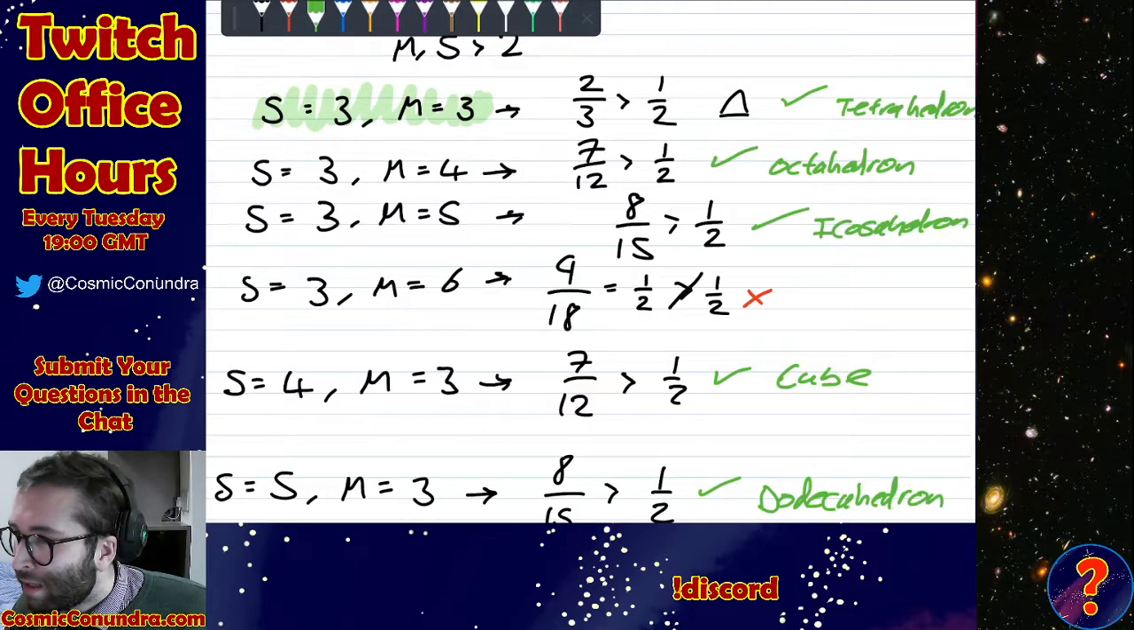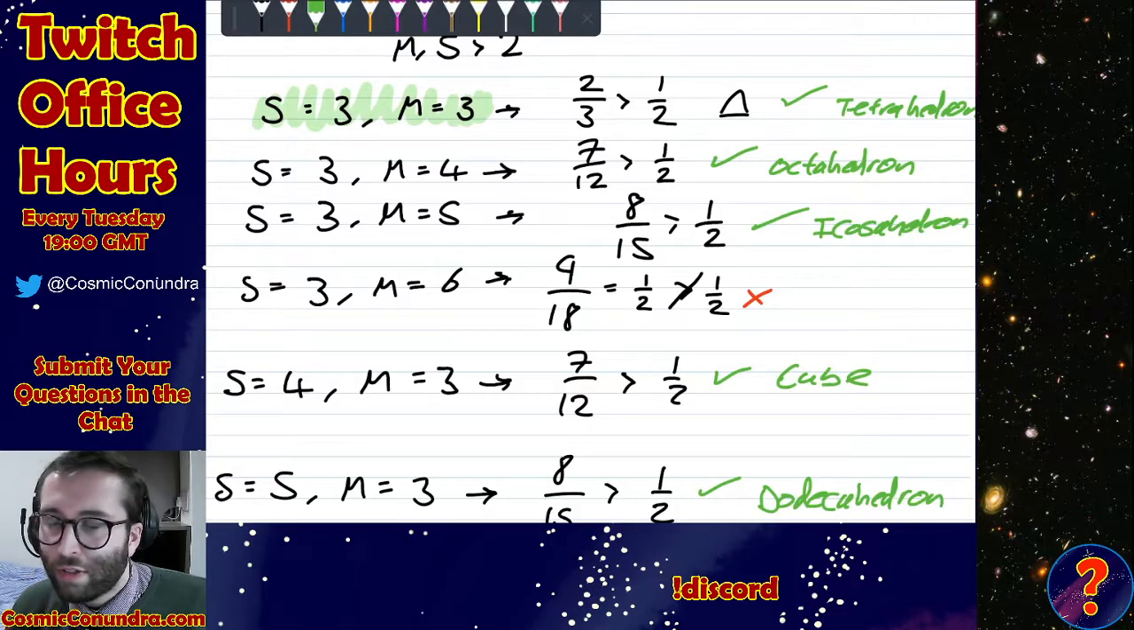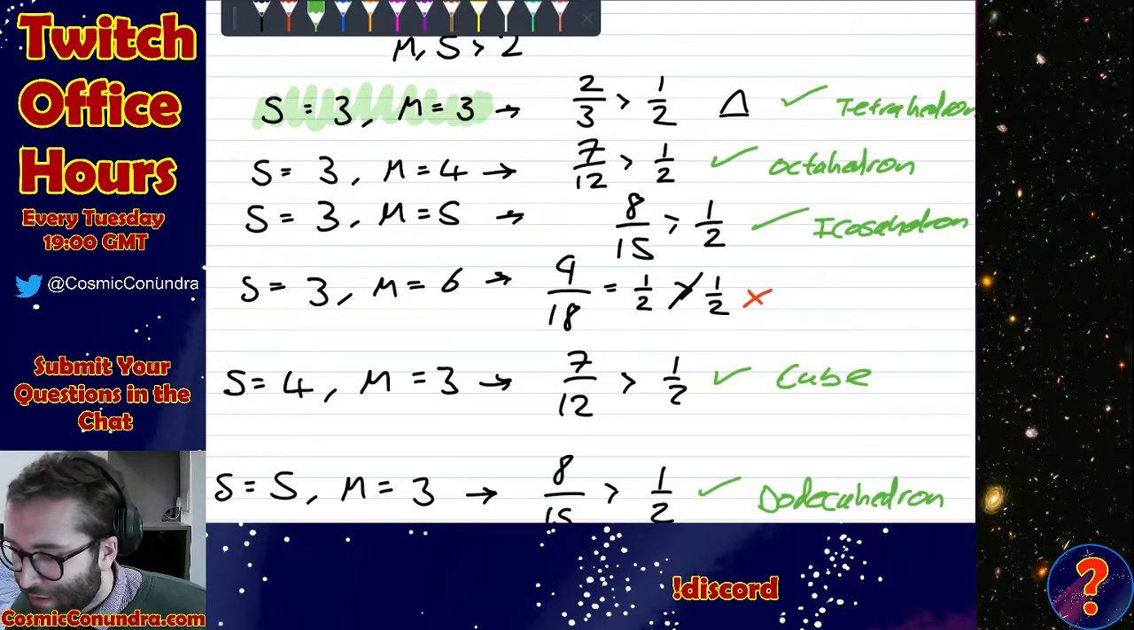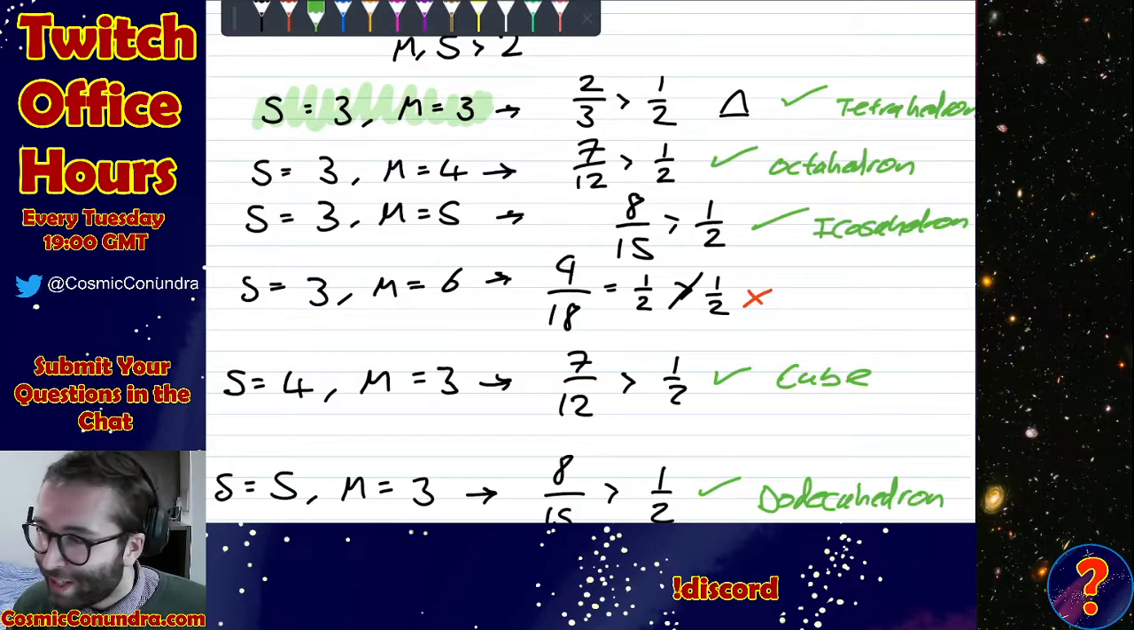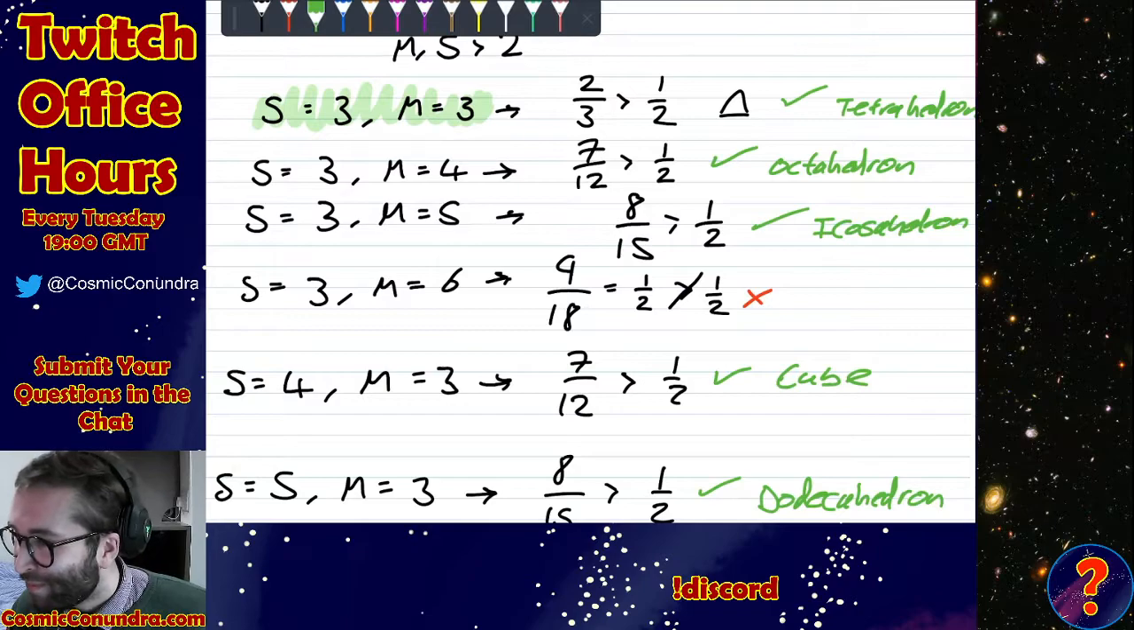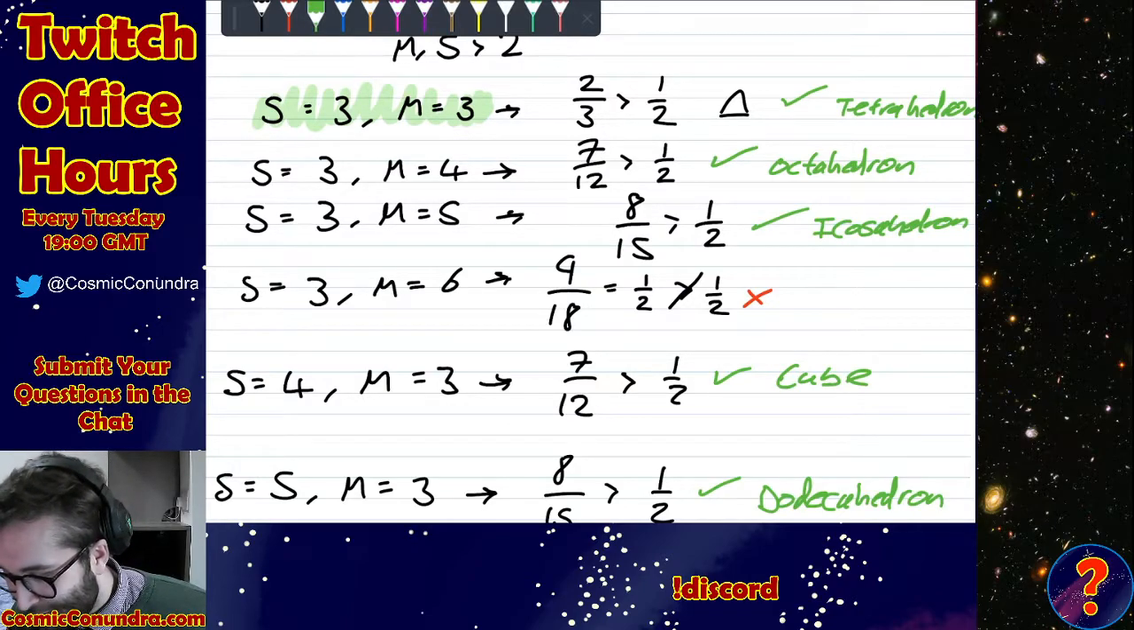Oh, no, it's got 12 edges, sorry. It's got 12 edges, so then it's got 8 sides. Oh, well, that's why it's called an octahedron. That was really dumb of me. Okay, yeah. So an octahedron has got 8 sides, hence the name, I suppose.